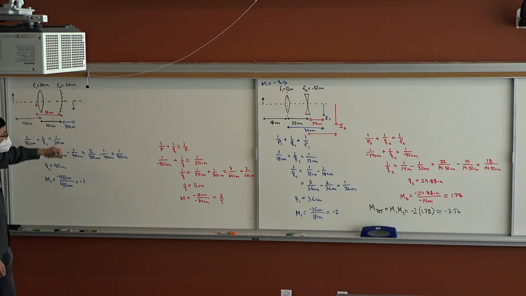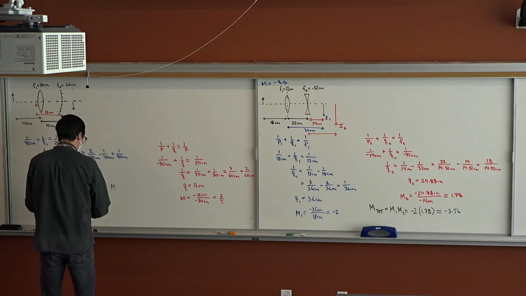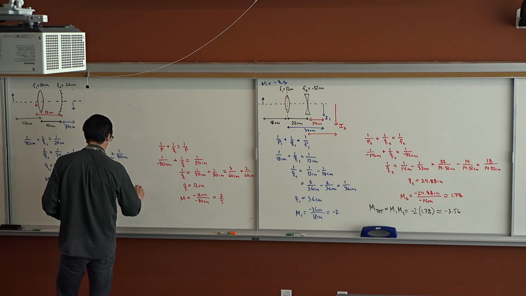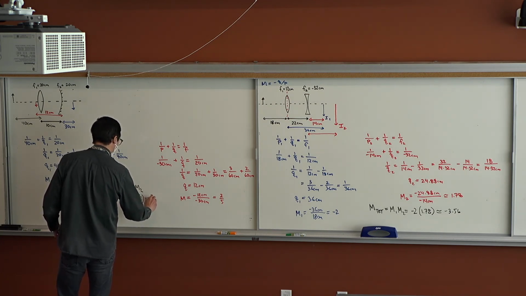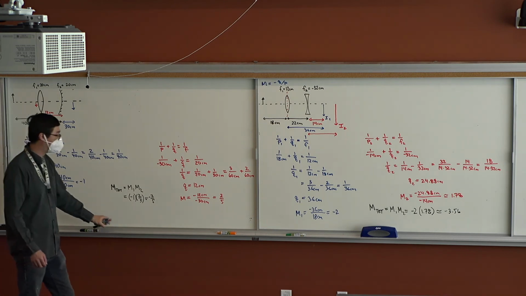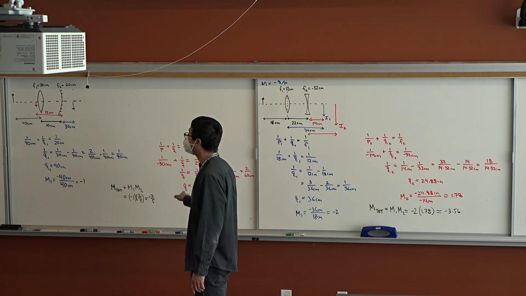And the size of this, well, M total, right? M total is M1 times M2. That's minus 1 times 2/5. It's just minus 2/5. So it's oppositely pointed from the object. It's upside down, right? Inverted. And it's about 40% as tall. I think that's probably true.